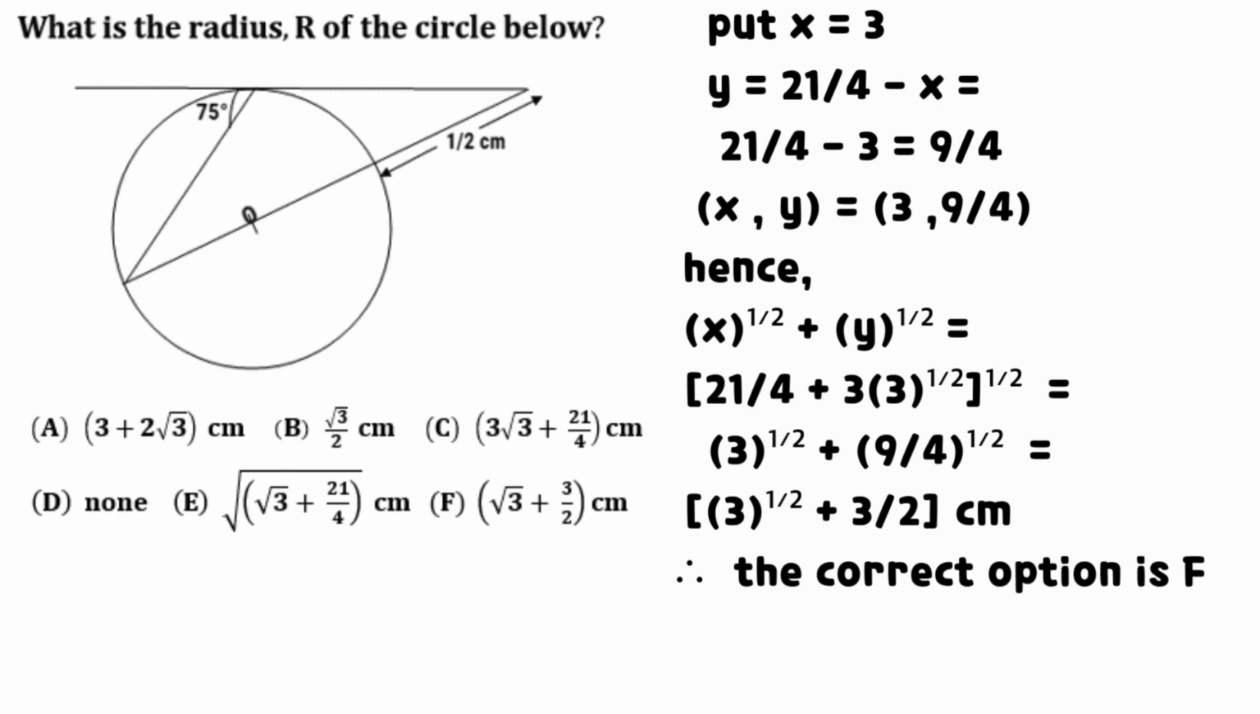Hence, our result obtained earlier for the radius R of the given circle is the sum of the square root of x and the square root of y, which equals the sum of the square root of 3 and 3 divided by 2, all in centimeters. Therefore, the correct option is F.